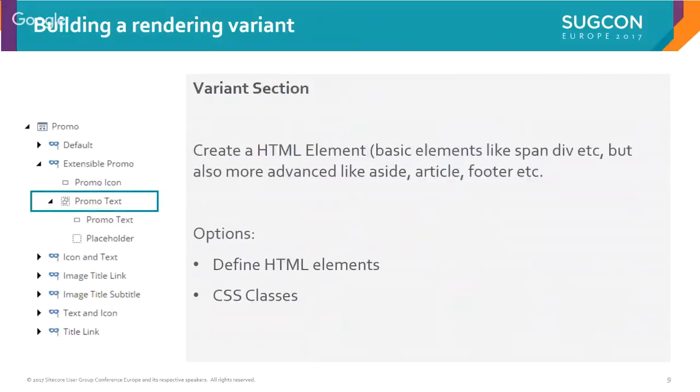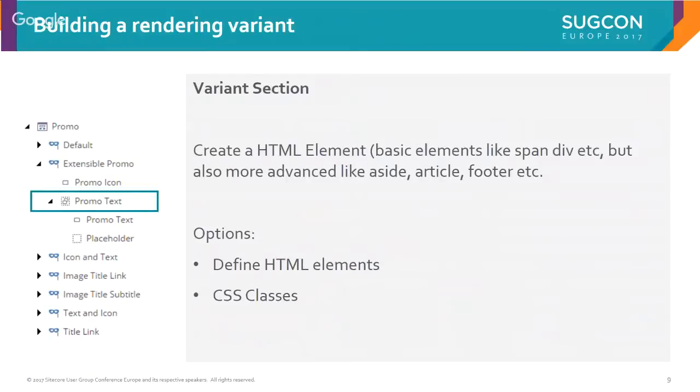Then we have the variant section. This is just a way of creating HTML, wrapping your fields in a certain HTML element. It could be a basic element, like a span or a div, but we also allow more contextual elements like articles, footers, asides, and so on. On all these fields, you can also apply different CSS classes, to make life for the front-end developers a bit easier.